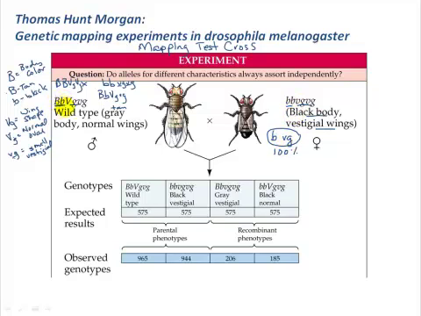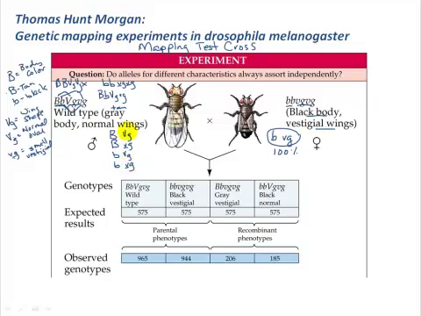But this fly is going to be capable of producing 4 types of gametes, as we saw before. So we could have the tan allele go with normal wing, or it could go with vestigial wing. The black allele could go with normal wing, or it could go with vestigial wing. And so we end up with 4 types of gametes possible for these 2 genes.